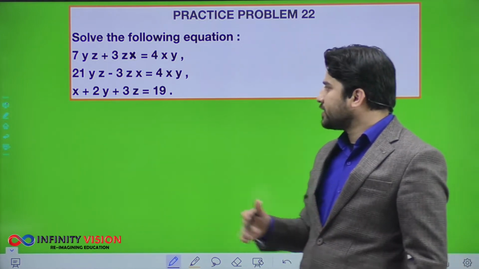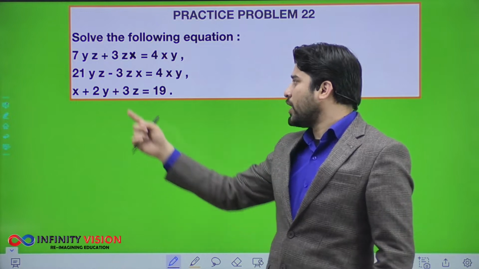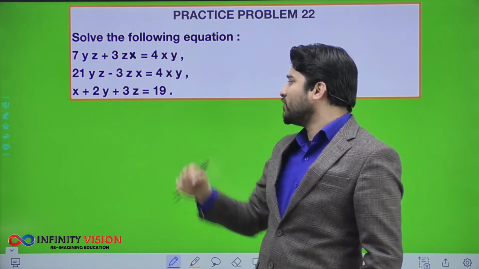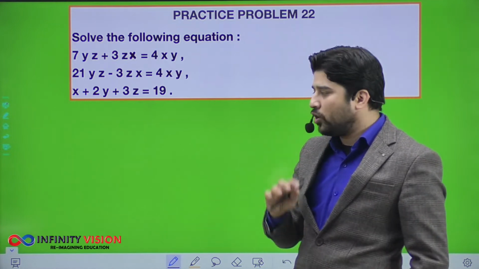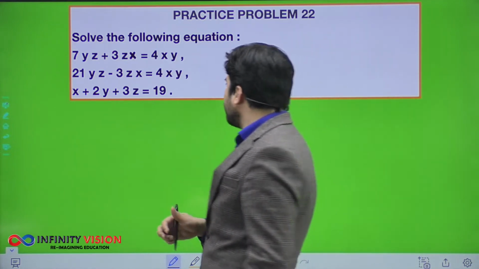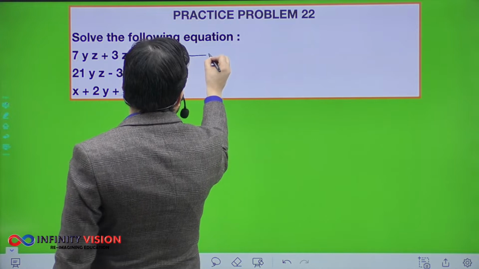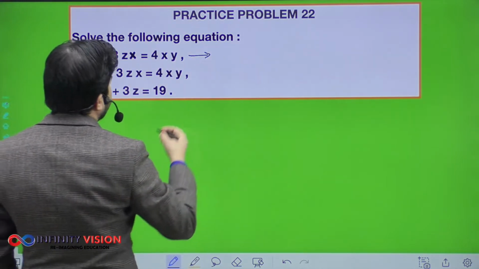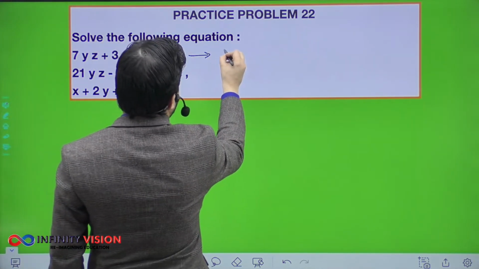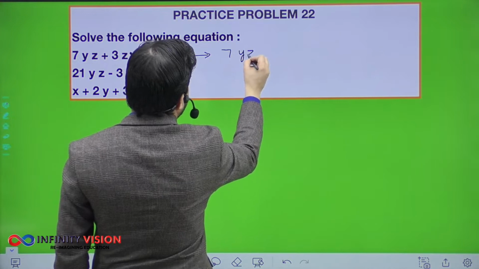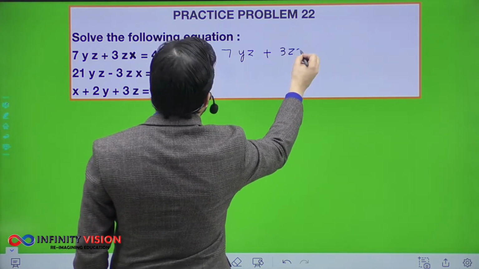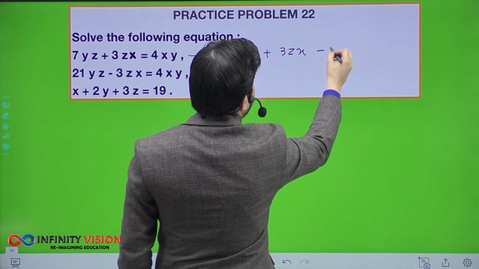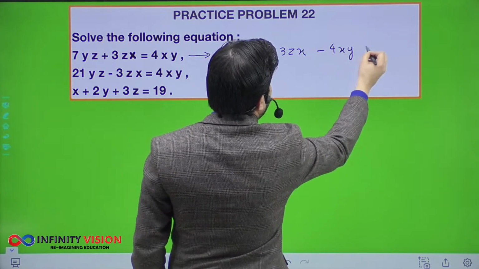Now if I notice, in the first two equations you have yz, zx and xy, and in the third equation you have xyz. So how are we going to handle that? What we are going to do is first rearrange the first equation, and I can say this is nothing but 7yz plus 3zx minus 4xy equals to 0.